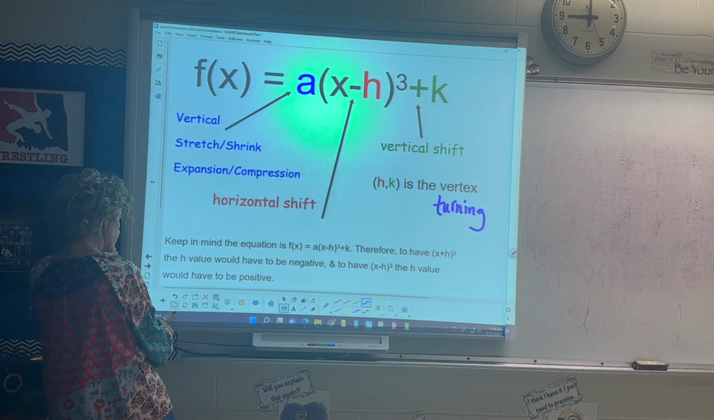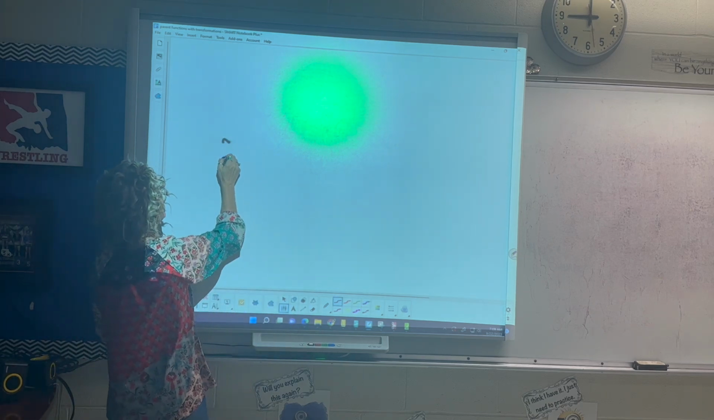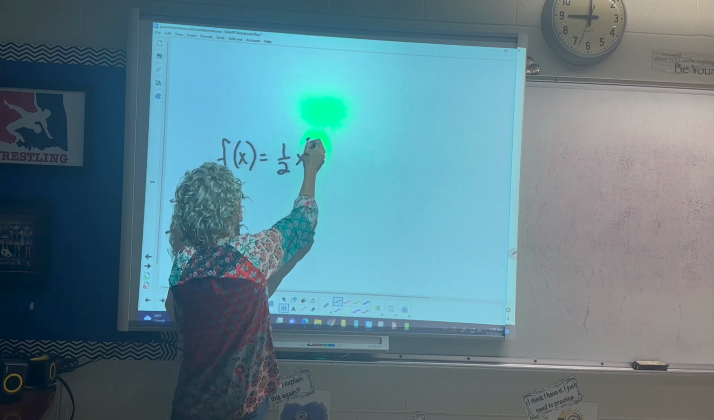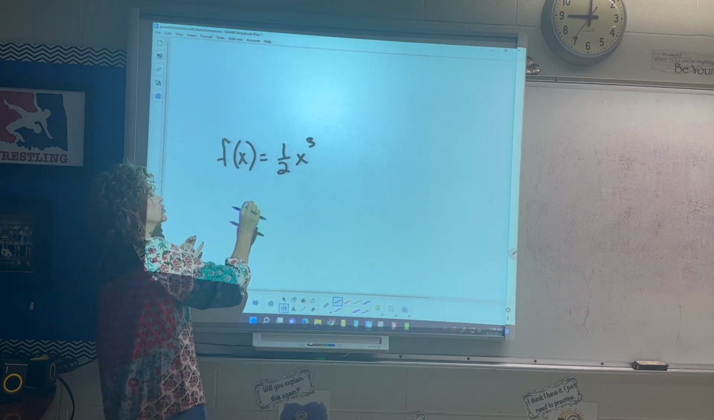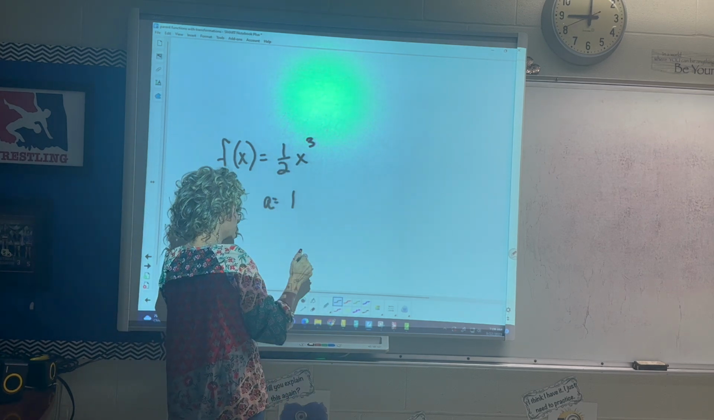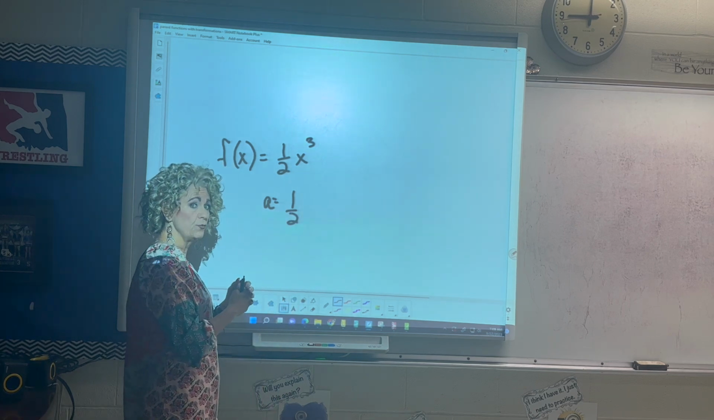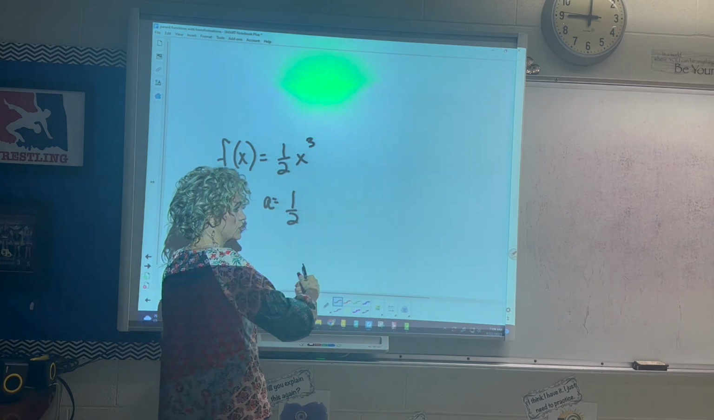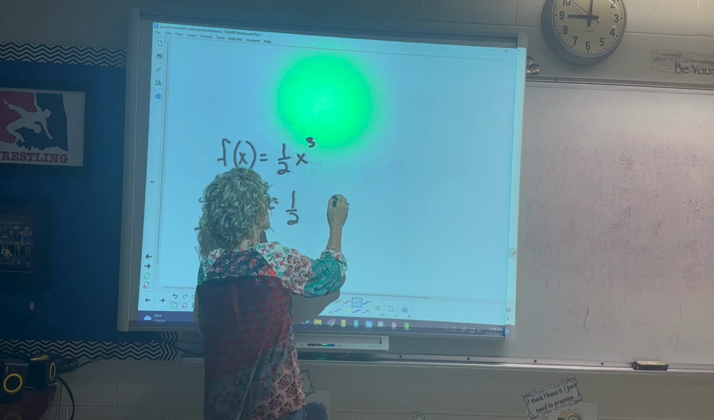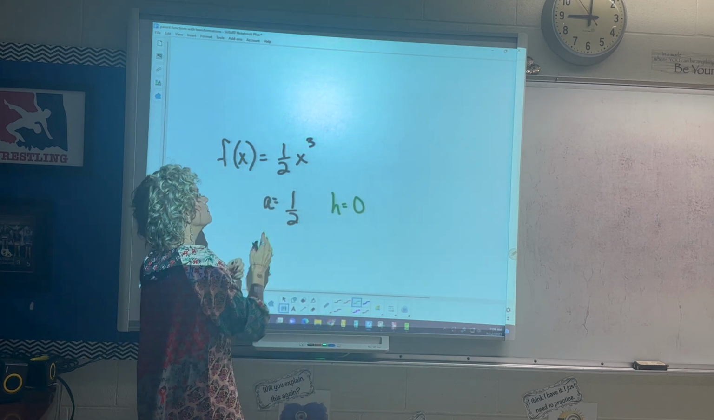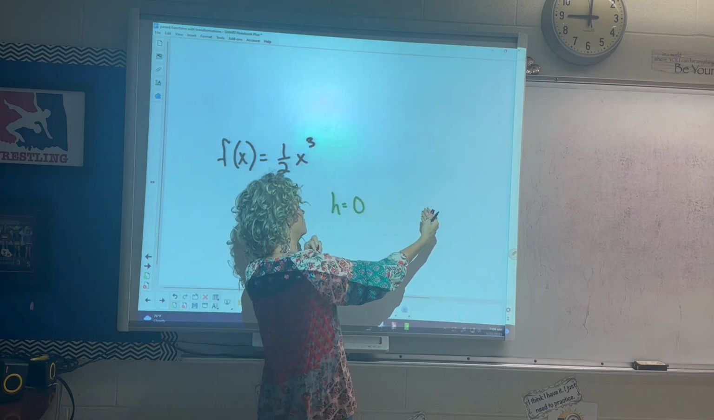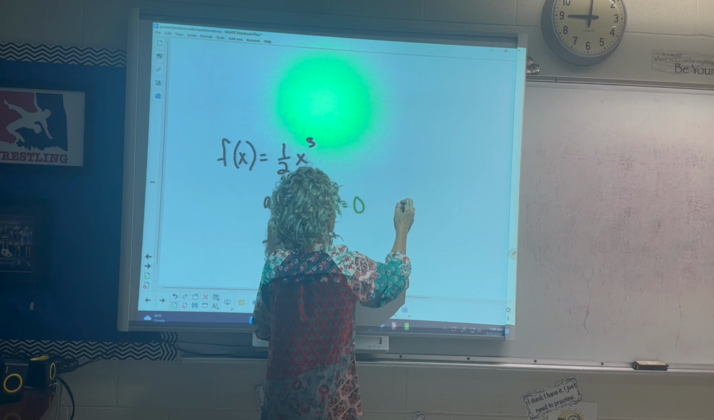Let's put this right here, and we'll do a couple of them. f of x, I don't know, equals 1/2 x cubed. Well, a is between 0 and 1. This is a, 1/2. Nothing is grouped with h. h is my horizontal shift. Nothing is grouped there. The mathematical value of nothing is 0. What's tacked on the back, added or subtracted back here? Again, there's nothing. The mathematical value of nothing is 0.